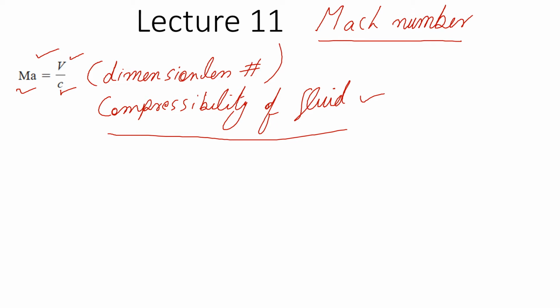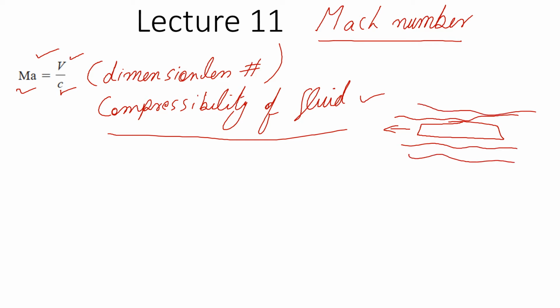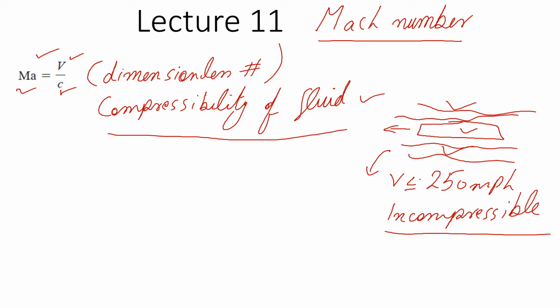As we already discussed in the previous lecture, the sound that we hear is a pressure pulse. It is a pressure wave that strikes our eardrums and vibrates them, and then we hear a sound. Take the example of an aircraft. Whenever it is flying through the air, it actually disturbs the air around it. If the speed of this aircraft is less than or equal to 250 miles per hour, then we consider the air around this aircraft as incompressible, meaning the density is not changing.